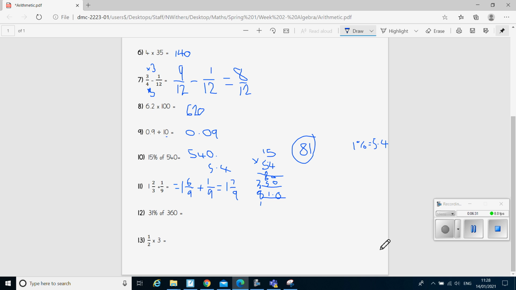Okay, question 12. It's very similar to question 10 in that I'm finding the percentage of an amount. So let's do it in exactly the same way. First of all, I need to find what 1% of 360 is, which in this case, 1% equals 3.6. And then I would do 3.6 times by 31, which gives me the answer 111.6.